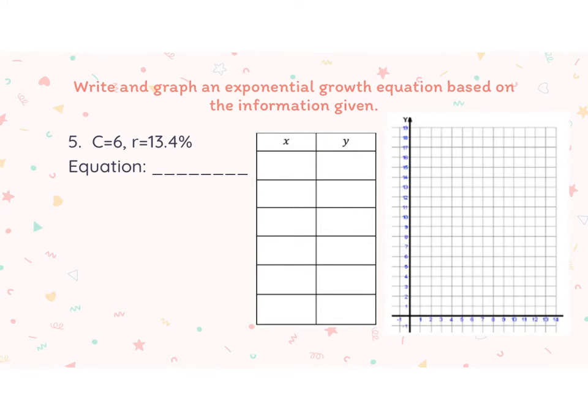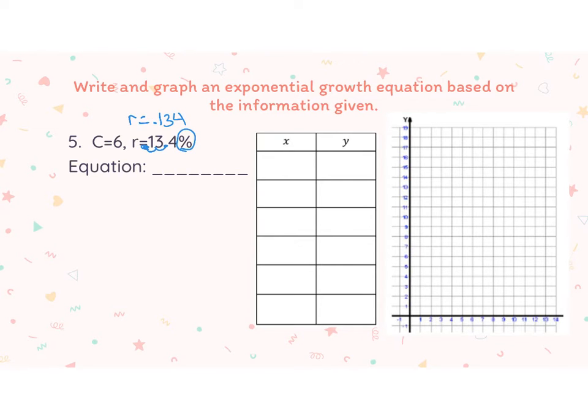All right, let's try it again. I have a C of 6 and an R of 13.4%. So the first thing I recognize is that I have a percent sign here. Because I have a percent sign, I need to take this and move it back 2 places. So my growth rate is actually 0.134.